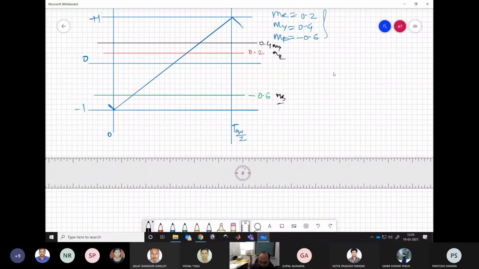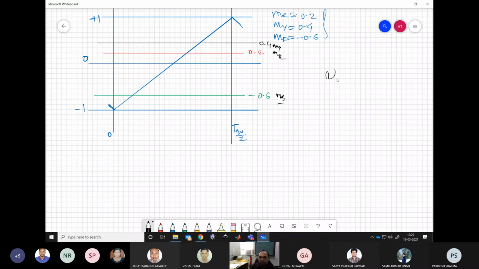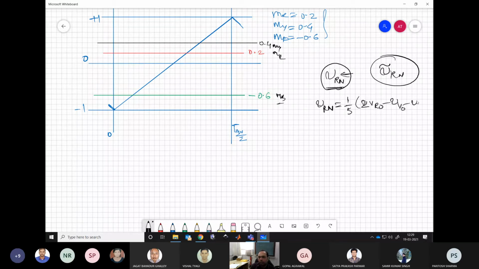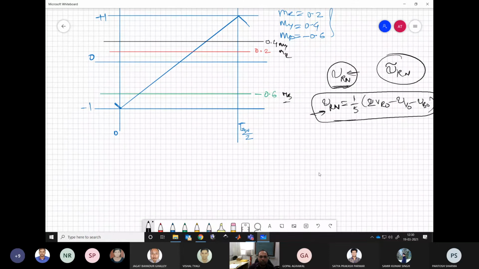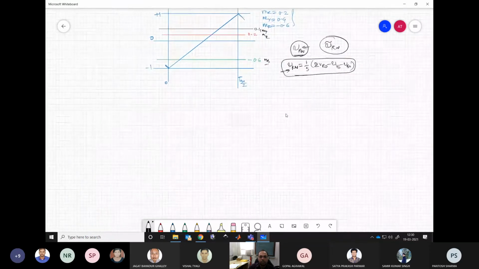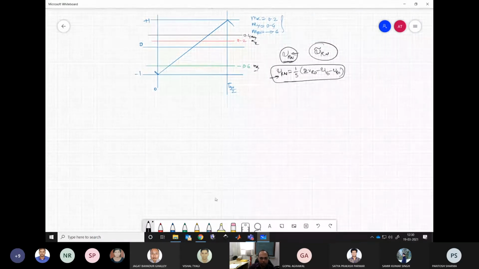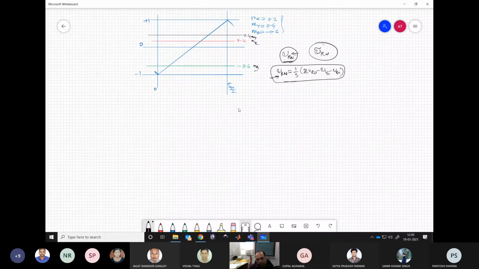Now, what we need to do, we need to come up with the expression for VRN, or at least what VRN is, that we need to know. Then only we can go and see what VRN ripple is. So VRN, we know it can be given in terms of pole voltages as 1/3 of 2 VRO minus VYO minus VBO. This is what we have seen. So the same thing we will try to do, what we have done for the 2 level. So let me zoom out a little bit so that it's easier to do.